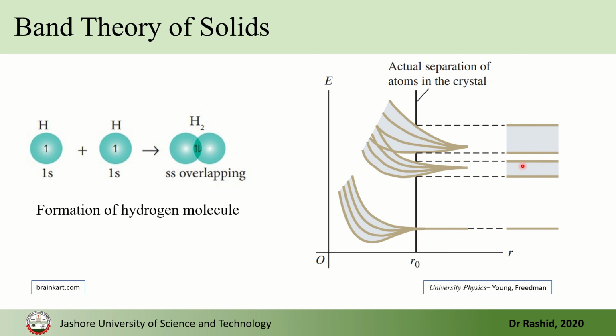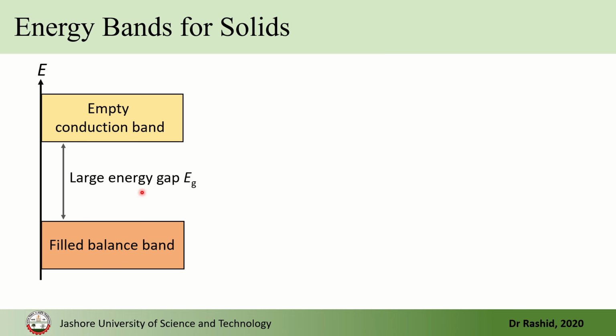Depending on the separation of the bands, the crystal or the solids have different types also. The one filled with electrons, the top filled, we call the valence band, that is fully filled, and the one next to the valence band is called the conduction band. If there is a large gap between them, and the valence band is completely filled and the conduction band is completely empty, then we call this an insulator. That is, there is no electron or carrier at this conduction band, and therefore it cannot conduct electricity or current.